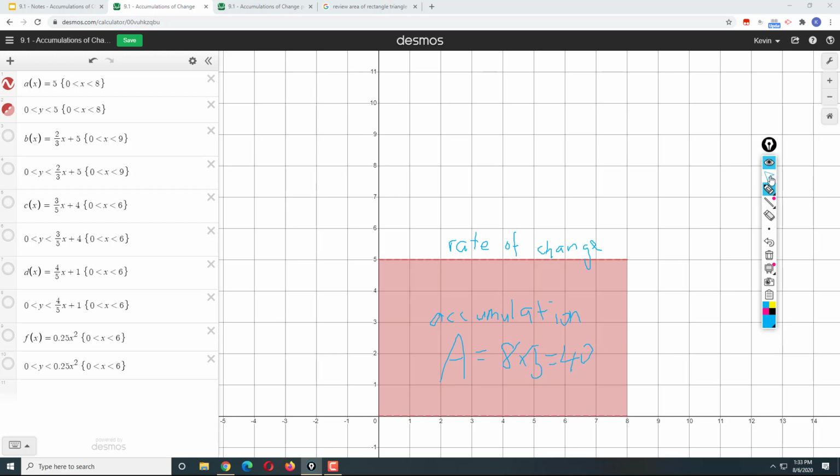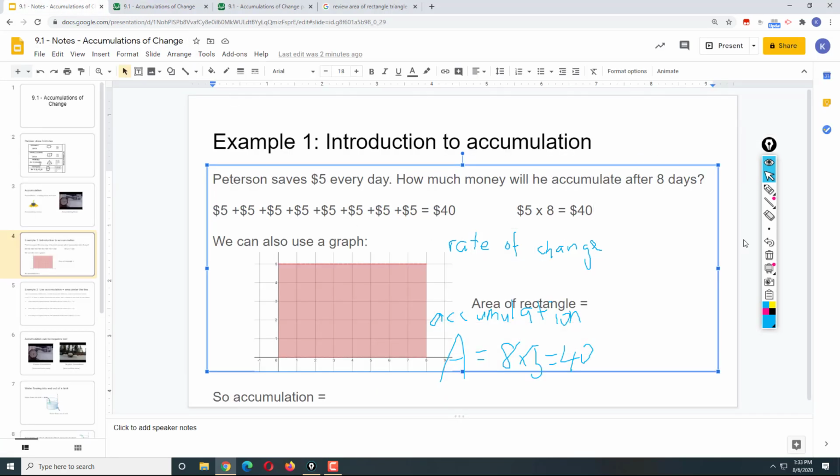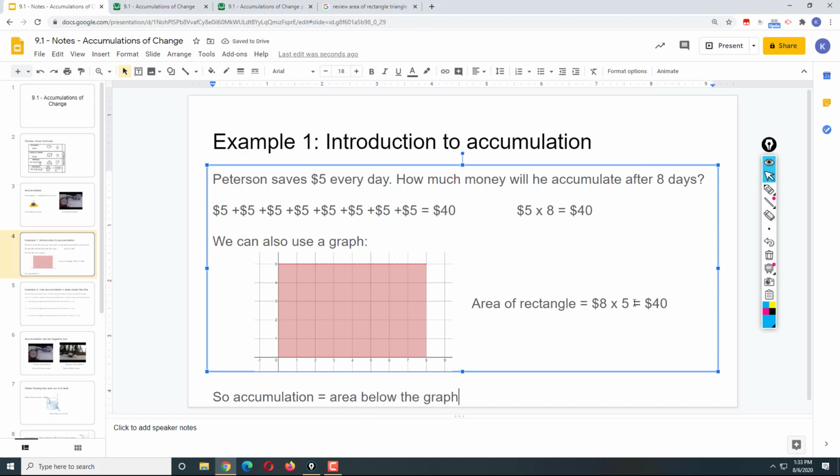You can also just count how many squares are shaded. 1, 2, 3, 4, 5, 6, 7, 8 per row. There are 5 rows, so the area shaded is equal to 40. Okay. So the area of the rectangle is 8 times 5 rows, which is $40. In other words, accumulation is also just equal to the area below the graph. So accumulation is the area below our function. Okay?